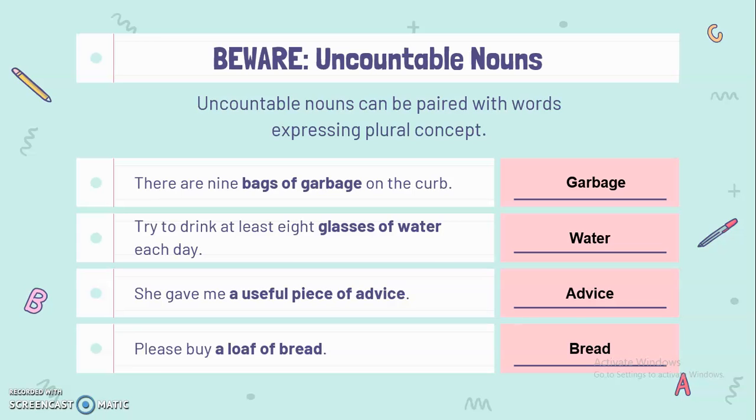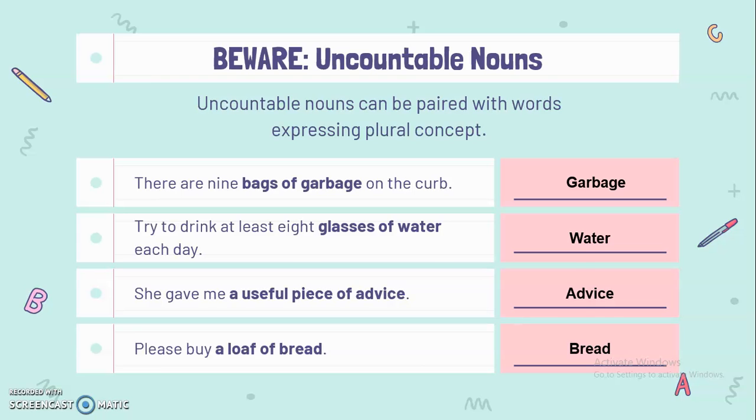Okay guys, let me just give you one final point. Uncountable nouns can be paired with words expressing a plural concept. For instance, look at these examples. There are 9 bags of garbage on the curb. Second example: try to drink at least 8 glasses of water each day. As you can see, the words in front of the uncountable nouns are used to make the uncountable noun plural.